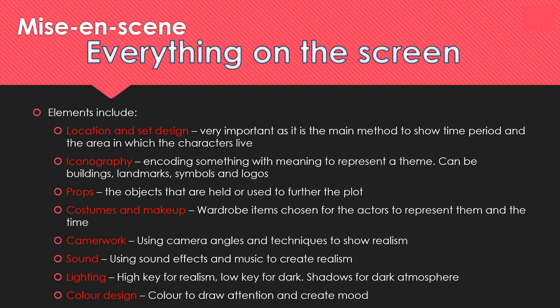Often, the things that allow a genre to be dictated and codes and conventions to be met are something called mise-en-scène elements. Mise-en-scène basically means everything you see on the screen. Examples of elements you would expect to find are location, iconography, props, costumes, camera work, sound, lighting and colour design. Each of those will be used to make some sort of effect on the audience when they're watching it.